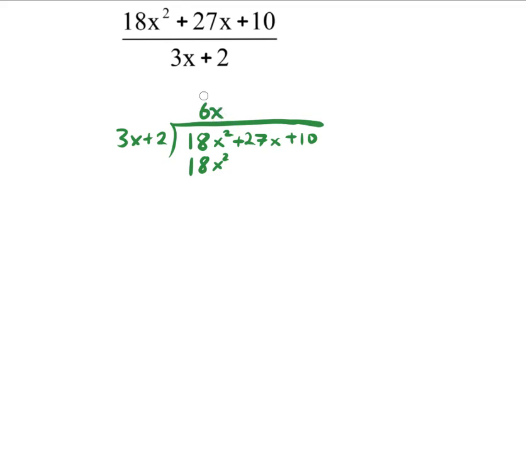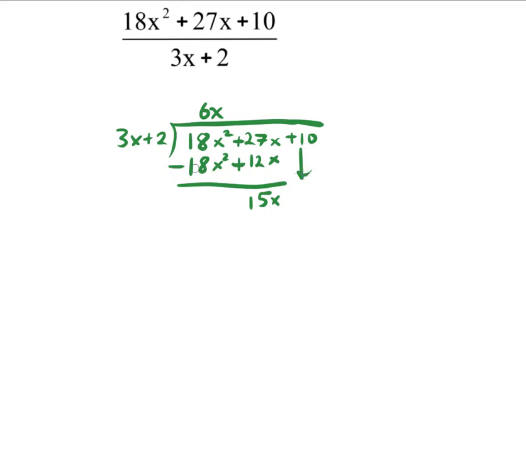But notice that 3x is not my complete divisor. My complete divisor is actually 3x plus 2. So I do have to deal with this plus 2 here. And the way I deal with that is by also multiplying this 6x times the 2. So when I do that, I get 6x times 2, which is plus 12x. And now I'm going to go ahead and take that, and I'm going to subtract those. 18x squared minus 18x squared obviously is 0, right? 27x minus 12x is not going to be 0. In fact, we're going to get 15x.